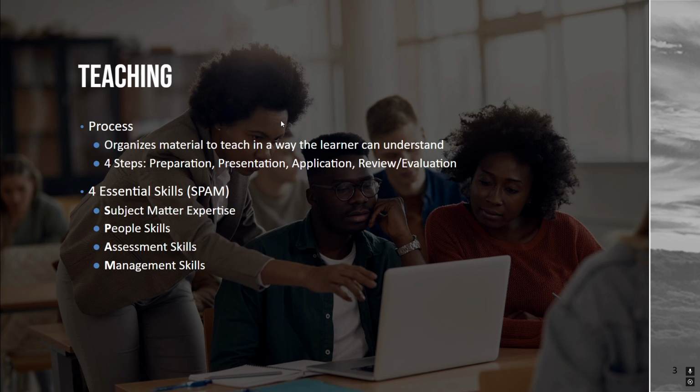So we'll start off with teaching. What is teaching? Well, simply to instruct or to train, which is exactly what you're going to be doing as an instructor. The teaching process is 4 different steps. So we'll organize this material to teach in a way that the learner can understand. First is the preparation. So you're going to determine the goals and objectives of whatever your particular lesson is. My lesson right now, my goal is to teach course development, lesson plans, classroom training techniques.